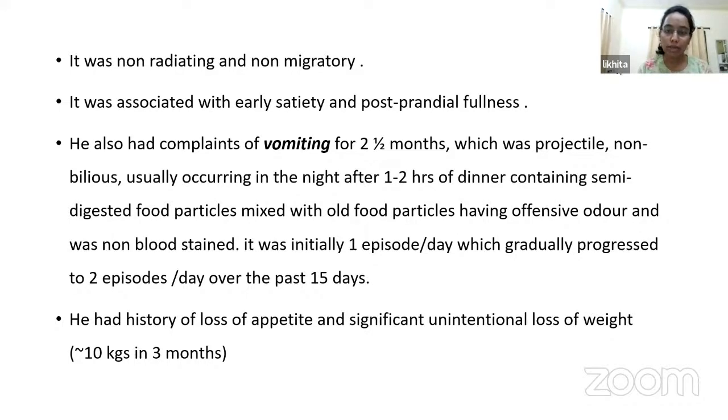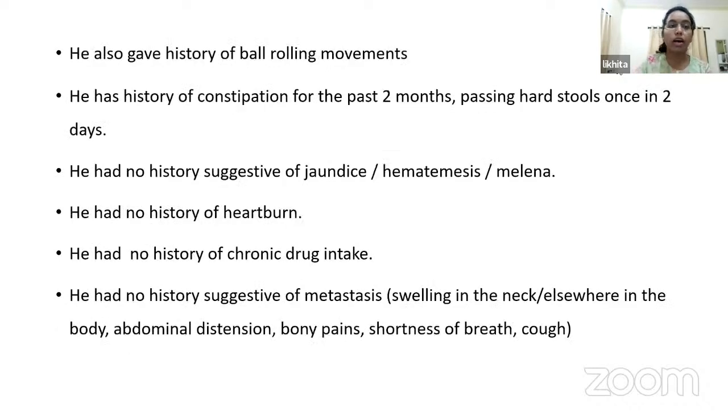He also had complaints of vomiting for 2.5 months, which was projectile, non-bilious, usually occurring in the night after 1 to 2 hours of dinner containing semi-digested food particles mixed with old food particles, having offensive odor and was not blood-stained. It was initially 1 episode per day, which gradually progressed to 2 episodes per day over the past 15 days. He had history of loss of appetite and significant unintentional loss of weight, approximately 10 kgs in the past 3 months. He also gave history of ball rolling movements. He has history of constipation for the past 2 months, passing hard stools once in 2 days.